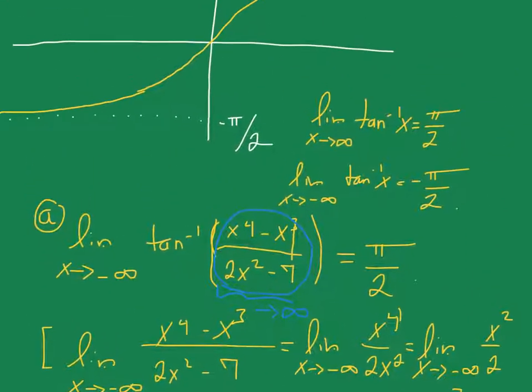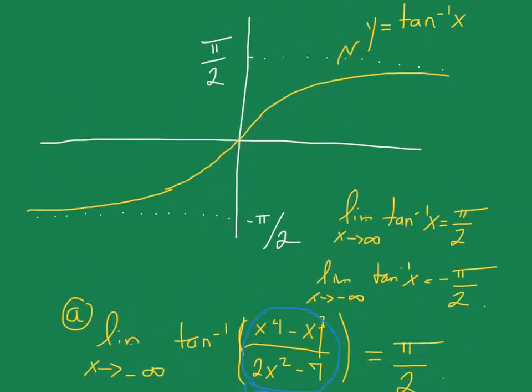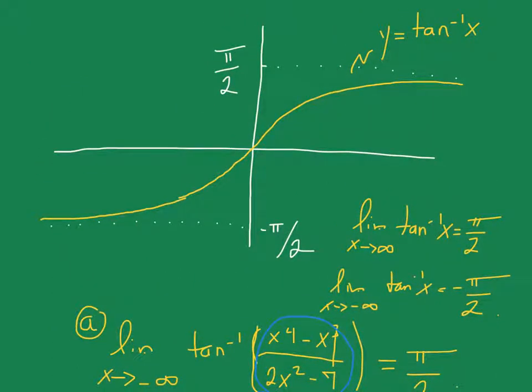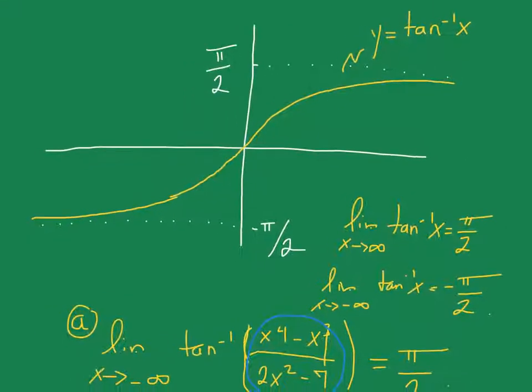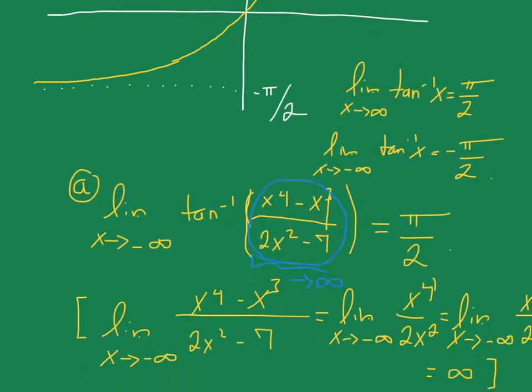Well, if we go up here to our graph of tan inverse x, we know that the tan inverse of a large negative number is going to be close to minus pi by 2. In other words, as we wrote here, the limit as x tends to minus infinity of tan inverse x is equal to minus pi by 2. So, what can we say?